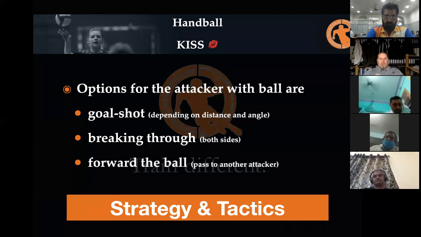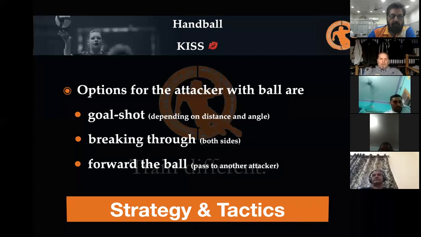And the third option is to forward the ball, to pass to another attacker. So maybe after dribbling and taking up the ball, the 3 seconds are running, then forwarding the ball to the next position is the only option for the attacker. And if there's only one option, a defender should be clever and not make a foul. Trying to block the pass in that moment is much more clever.